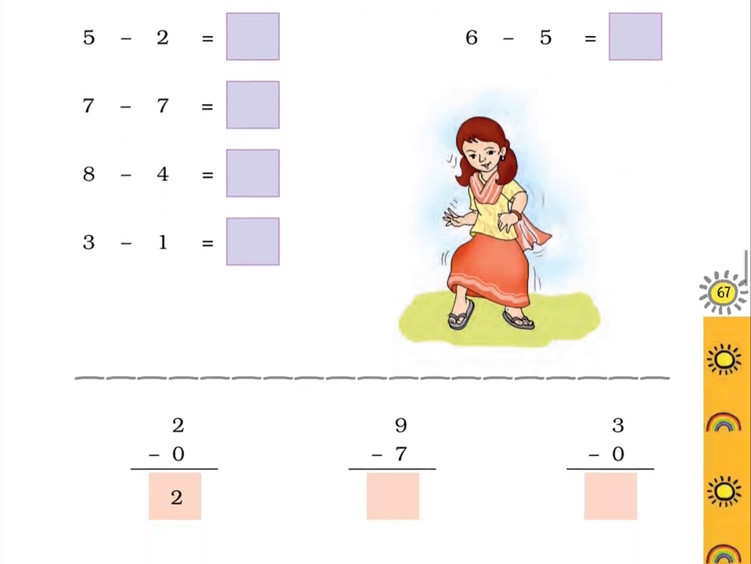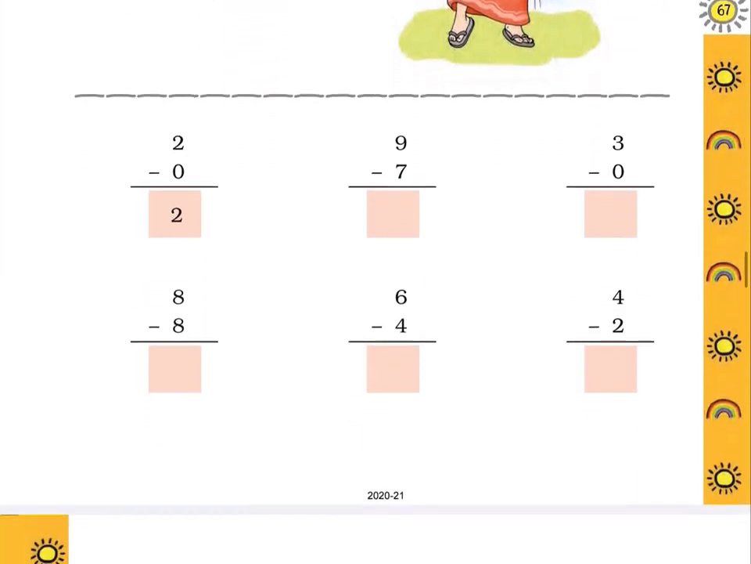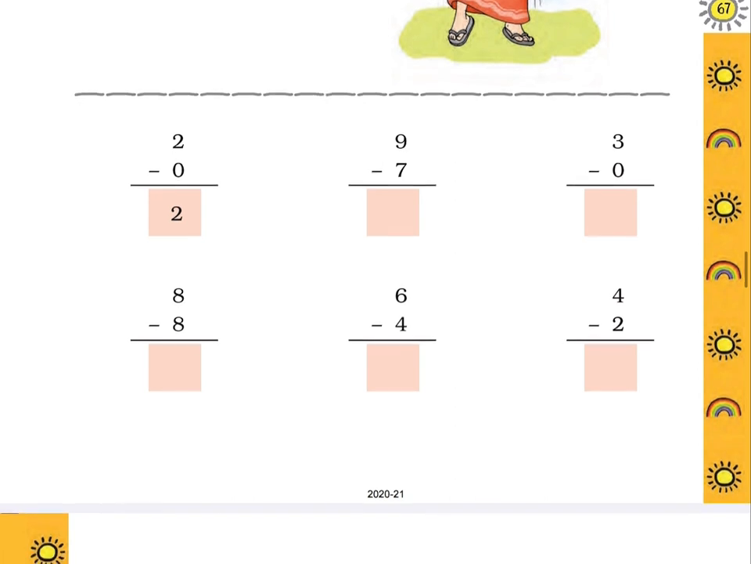Part 2 questions are written in standing line format. The numbers are written one below another. Minus sign is put on the left of the lower number. Writing space for the answer is below the sleeping line after the lower number.